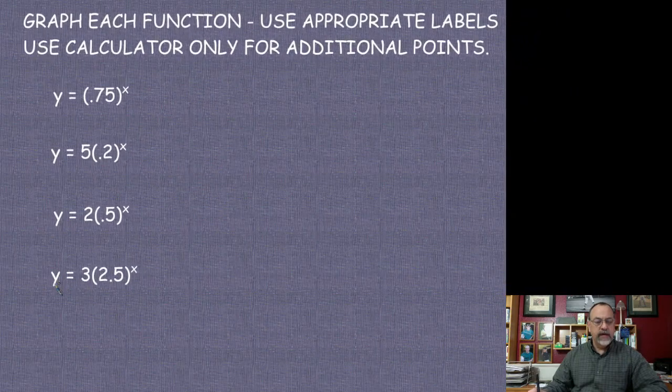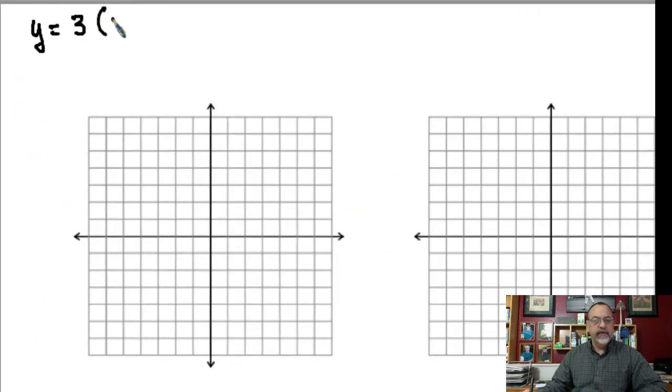The second one I want to look at is this equation down here, y equals 3 times 2.5 to the x. Now again, I want to know what a is because 0,a is on the graph. So the a is 3, so I know that 0,3 is on the graph. So let me label these first. Here, this is 2, 4. Okay, so 0,3 is on the graph, and I know this is a growth, so it's going to be going up this way, so I'm going to put the label over here just so it's out of the way.